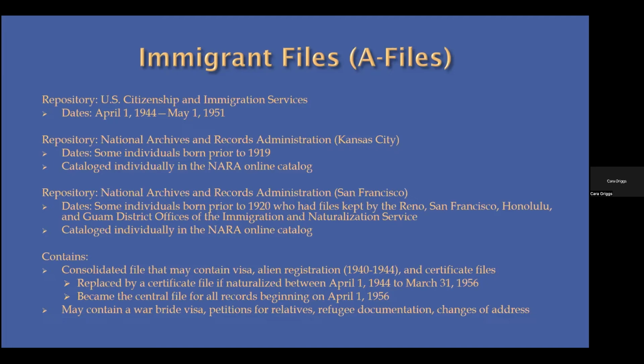Until March 31st, 1956, if an immigrant naturalized, these files were changed into certificate files, or C files, that we'll discuss in a moment. But beginning on April 1st, 1956, A files became the central location for all records pertaining to an immigrant. For an immigrant who came in the 20th century, and particularly in the mid-20th century, this is likely to be your best source of information.